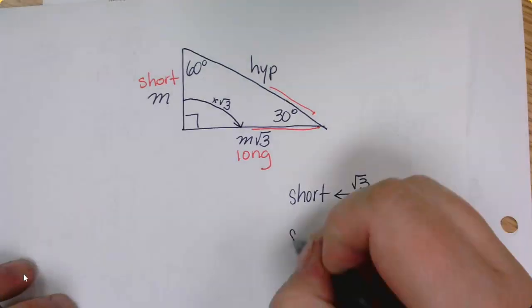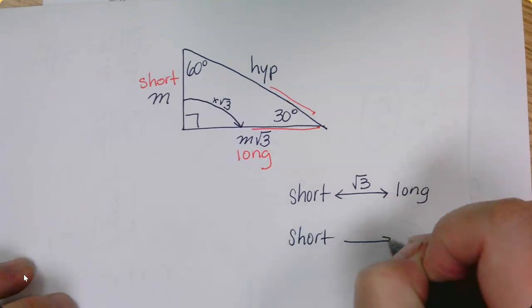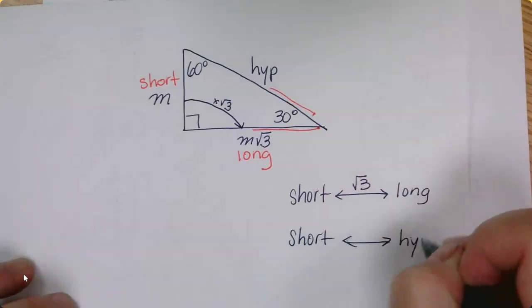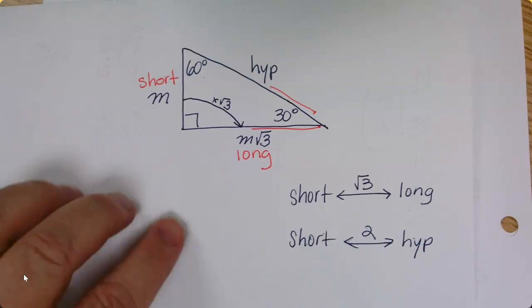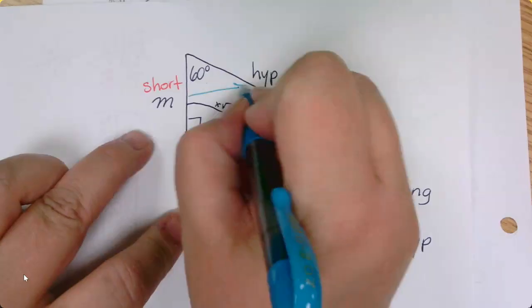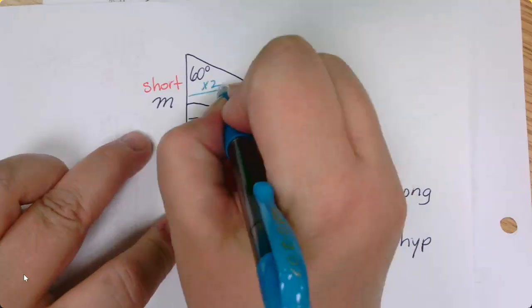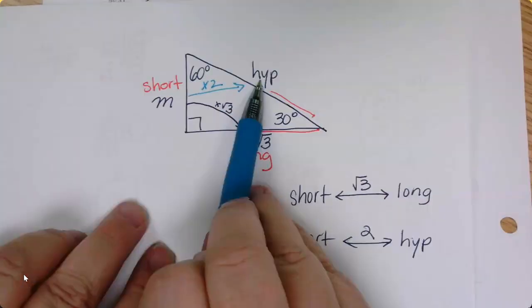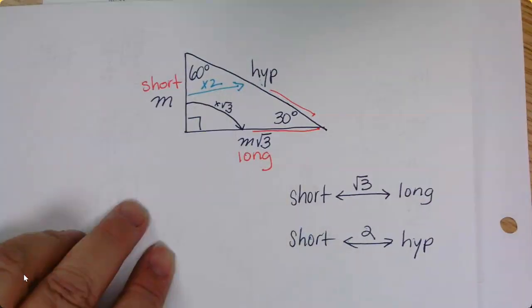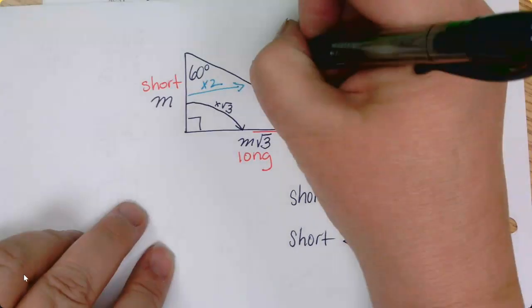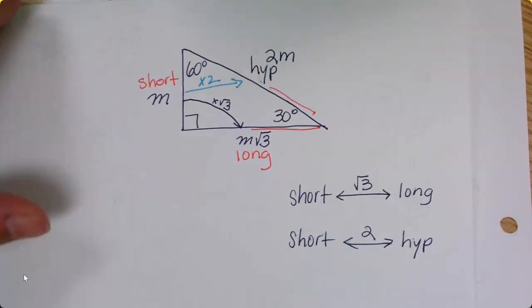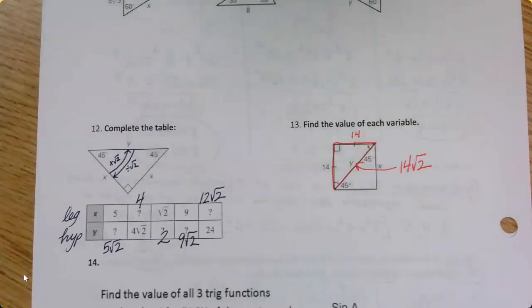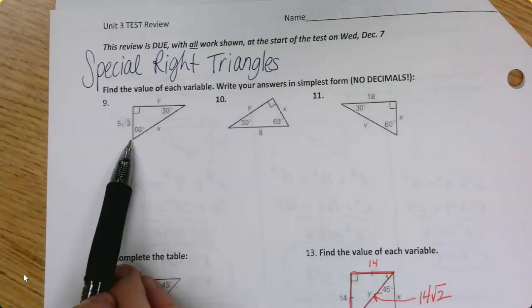All right, so that's the short leg and long leg. Then we also talk about the relationship between the short leg and the hypotenuse. And that has to do with 2. It's a 2-to-1 relationship. If I go from the short leg to the hypotenuse, I'm going to multiply by 2, which means if I go backwards, hypotenuse to short leg, I would divide by 2. So this would be 2m if my short leg is m. All right, so on these examples, I'm going to start with number 9.